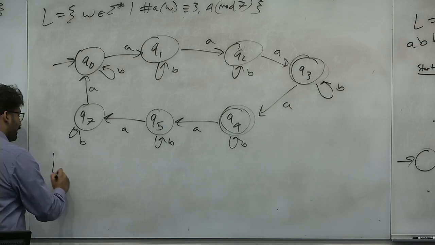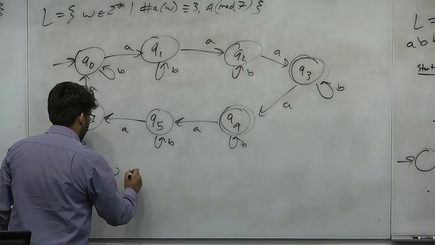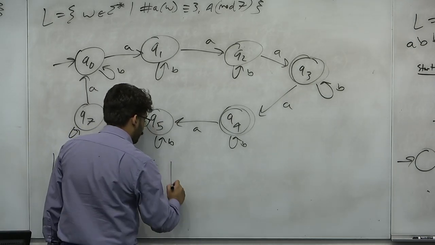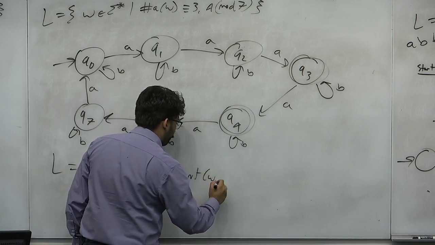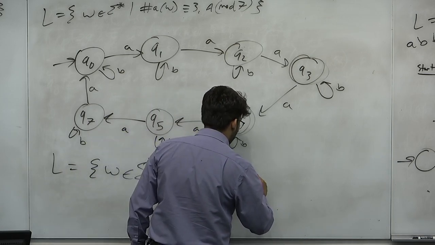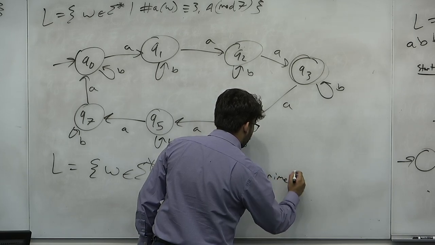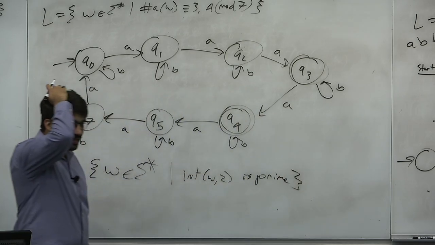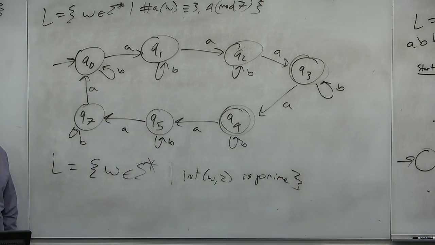We mentioned this language probably doesn't have a DFA. Right? W is in sigma star, int of W, the binary string cast as an integer, is prime. This is one language that we'll prove. But for now, perhaps I can give you some intuition about why there is no way to decide this one. Can you give me a simpler language?